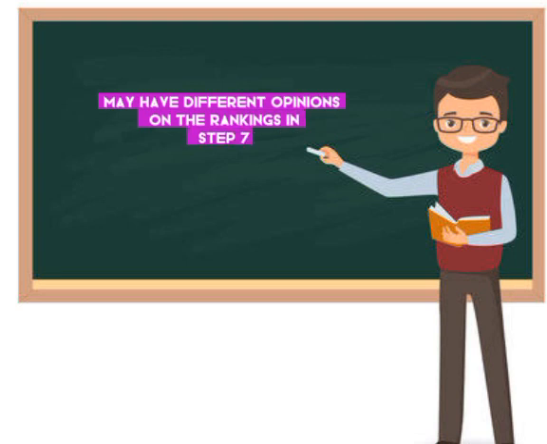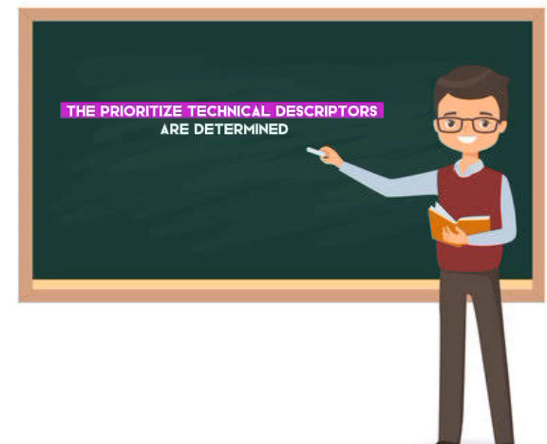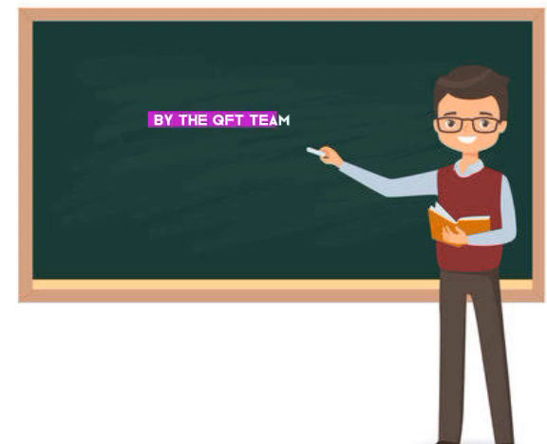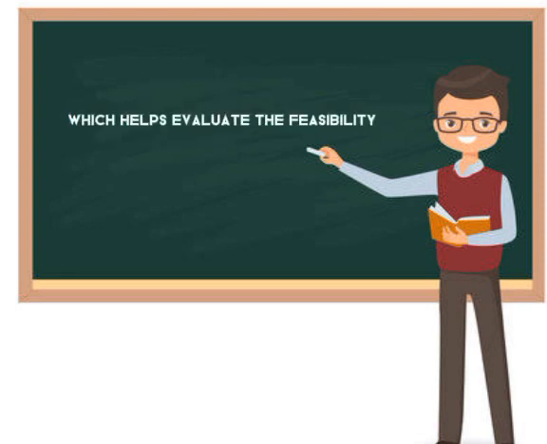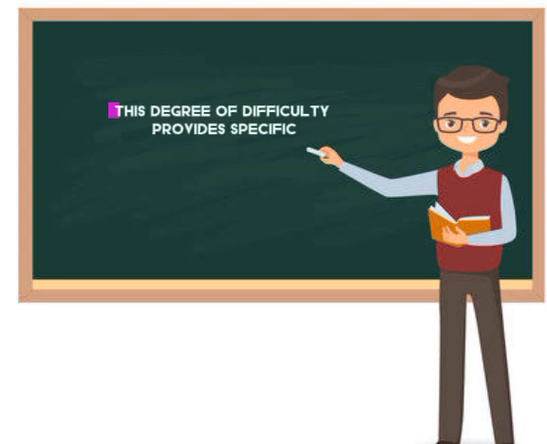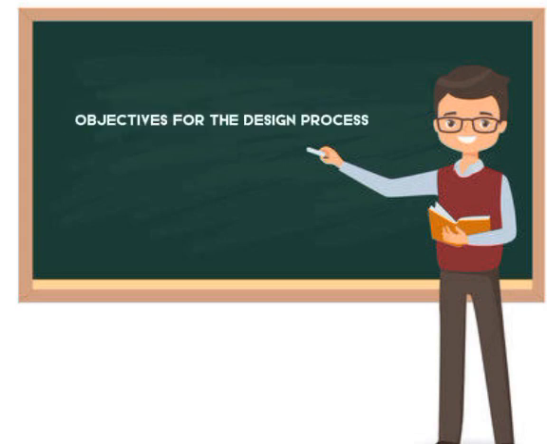In Step 7, the prioritized technical descriptors are determined by the QFD team. These descriptors are identified based on their importance in fulfilling customer requirements and the need for improvement. The team assigns a degree of technical difficulty to each descriptor, which helps evaluate the feasibility of implementing quality improvements. This degree of difficulty provides specific objectives for the design process and helps assess progress objectively.